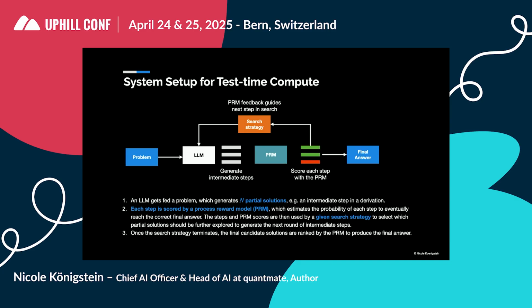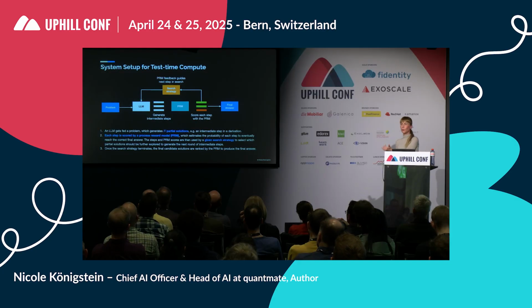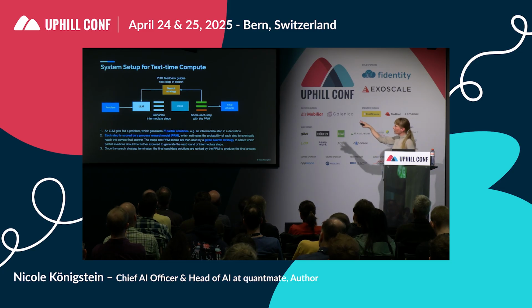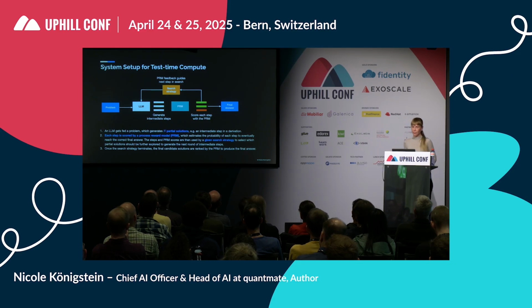And this is how the setup looks. You have a so-called process reward model, and this helps you evaluate the process. It is specifically trained on the task it should evaluate and perform. When you give the problem to the LLM, it generates intermediate steps, and then they get scored, it gives the feedback, and then you iterate, and after the scoring, you get the final answer.